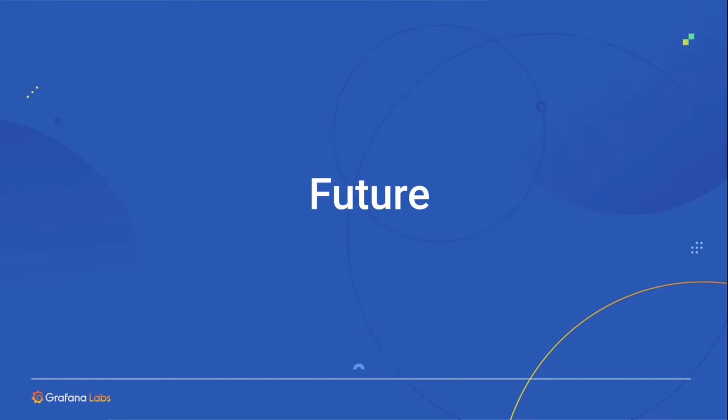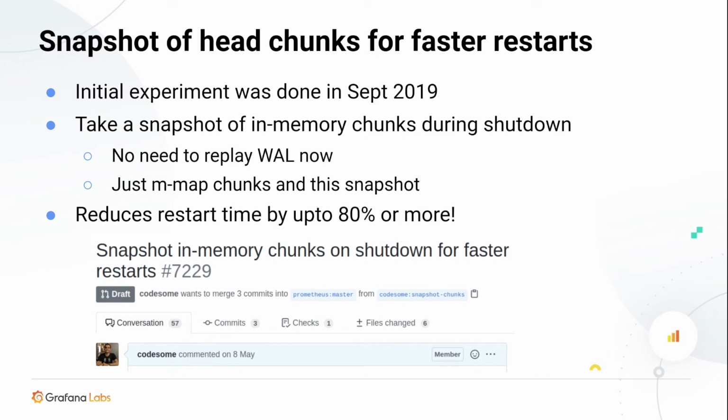Now let's talk about the future, what you can expect in the coming releases. So this is another optimization following the memory mapping work, which is snapshotting of the chunks that are there in the memory to speed up the replay process. This idea came from the write-ahead log work which was being done in the Cortex project, and I did an experiment on this last year sometime in November. But because there was no memory mapping work in existence, that would cause a lot of write amplification because we had to snapshot all the data that's in the memory to the disk.